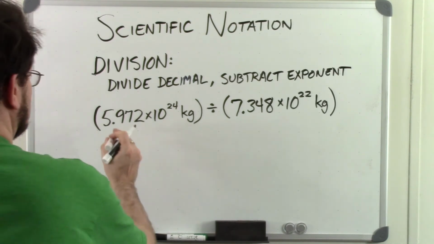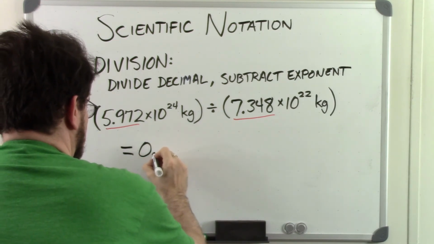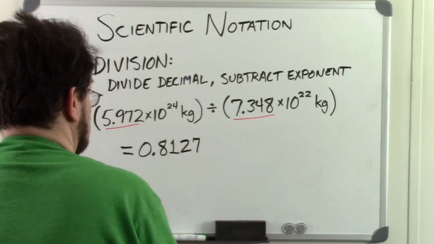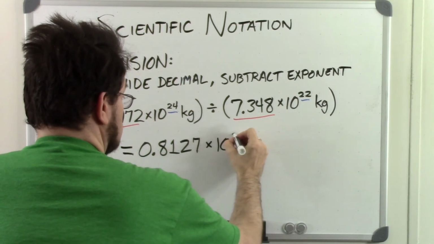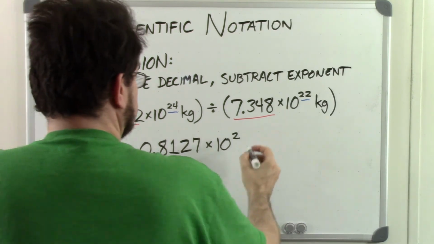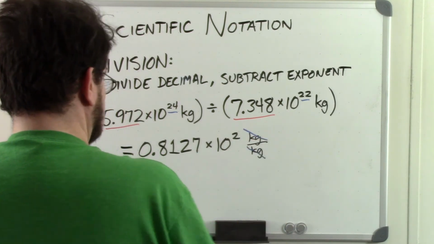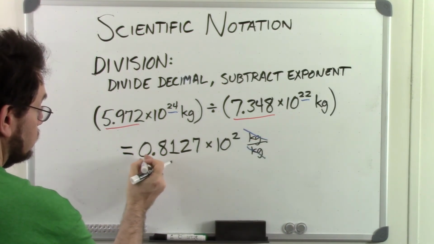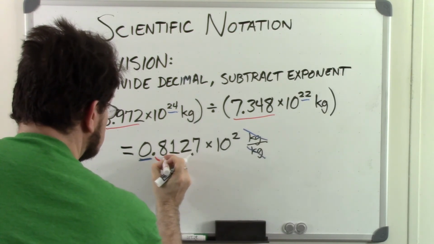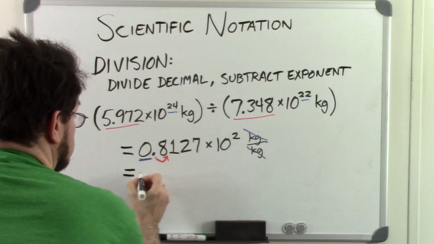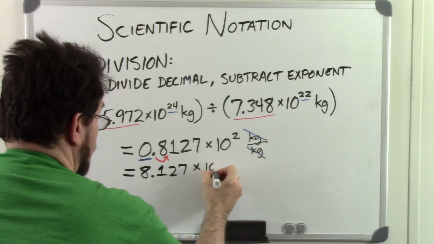We divide the decimal part, giving 5.972 divided by 7.348 equals 0.8127. Then we subtract the exponents. 24 minus 22 equals 2, so we write 10 to the 2. The kilograms cancel out, leaving us with 0.8127 times 10 to the 2. Notice that once again, the decimal is not between 1 and 10, so we have to move the decimal point, this time one place to the right. This will reduce the exponent by 1, and our result in scientific notation will be 8.127 times 10 to the first power.